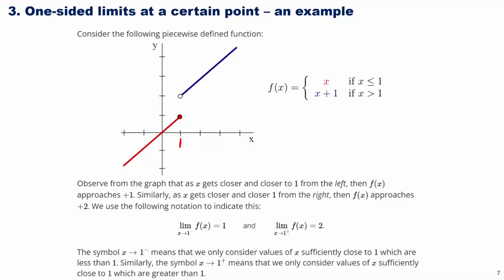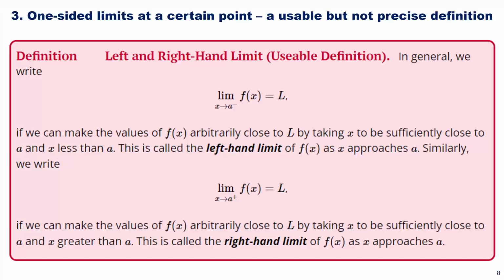So let's have a look at the intuitive definition of one-sided limits here. Again, these are not very rigorous, but intuitive definitions for one-sided limits. In general, we write the limit of f(x) equals L when x approaches a from the negative side, or left side, if we can make the values of f(x) arbitrarily close to L by taking x to be sufficiently close to a and x less than a. This is called the left-hand limit of f(x) as x approaches a.